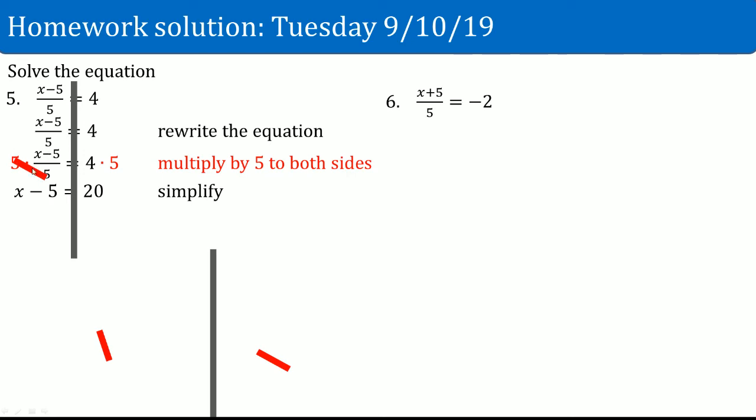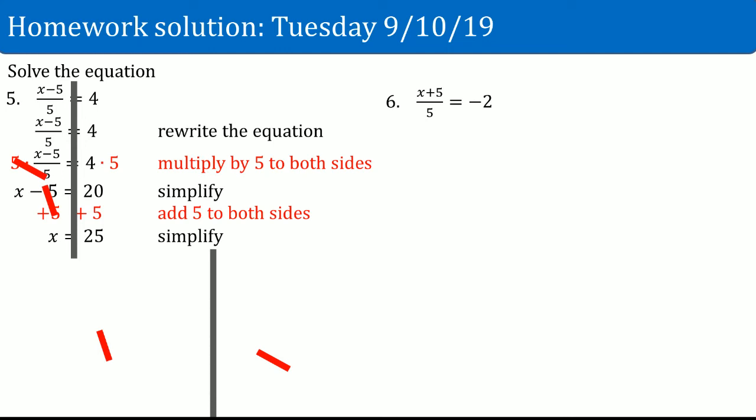Okay, now it's x minus 5 is equal to 20. This is like a problem from Monday. The opposite of minus 5 is to add 5. So I do that to both sides. The minus 5 and the plus 5 cancels out. What do I have left over? On my left hand side is an x. On my right hand side is a 25.